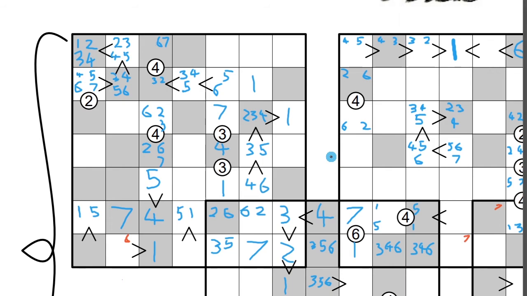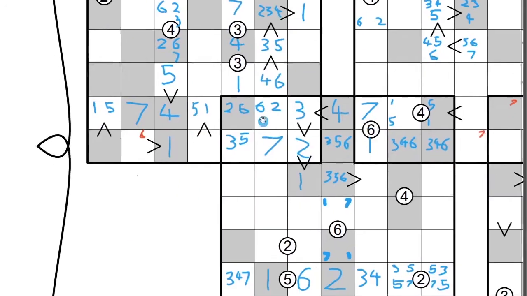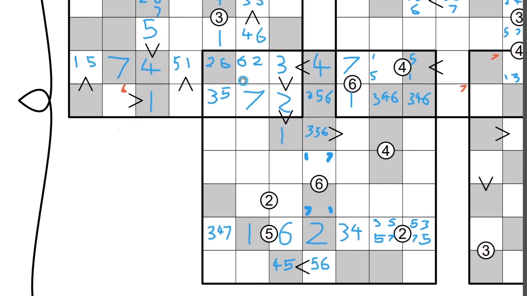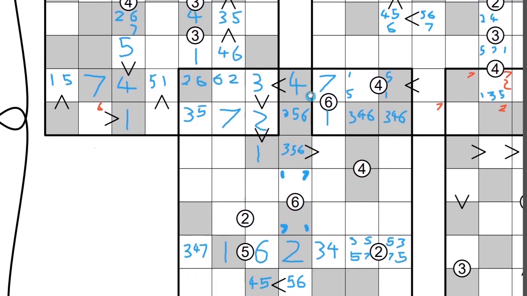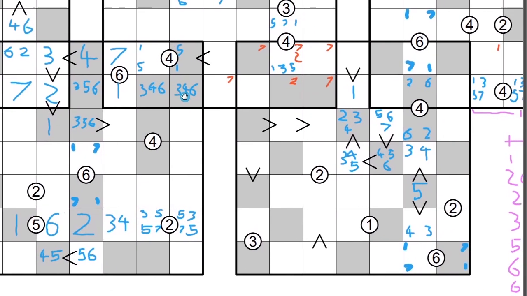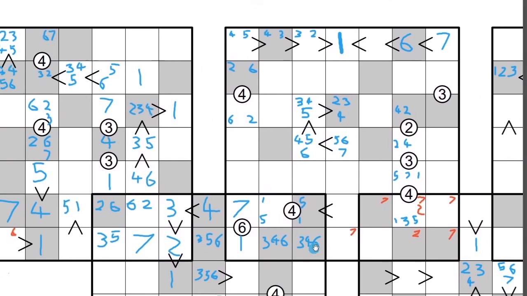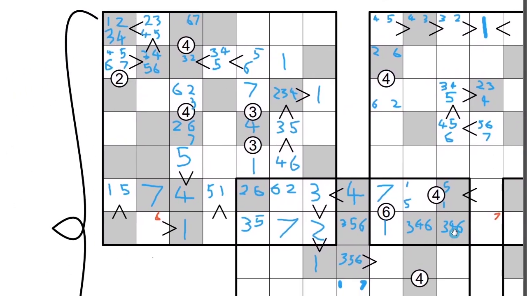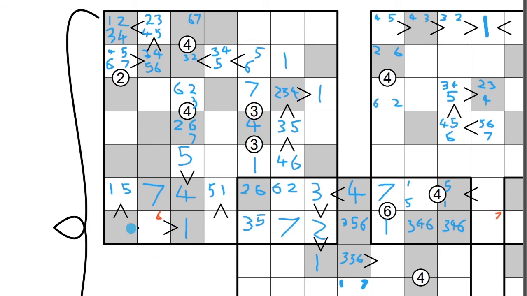Oh dear. I'm really not seeing anything at all. Like, come on, surely this is going to fall together soon. Six, three, two, six, seven, six, six, six, seven, seven.